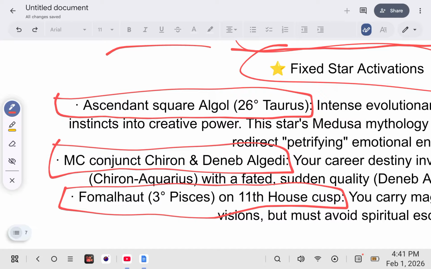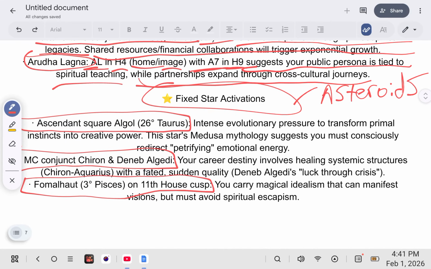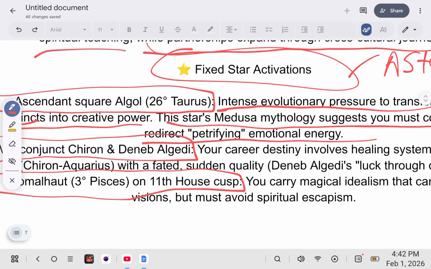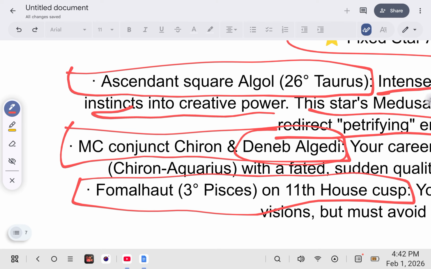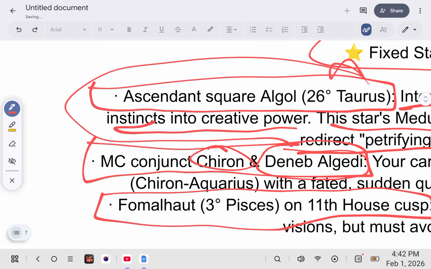So essentially, ascendant square Algol, 26 degrees of Taurus equals intense evolutionary pressure to transform primal instincts into creative power. The star's Medusa mythology suggests I must consciously redirect petrifying emotional energy. Now, midheaven conjunct Chiron and Deneb Algedi. So we know that Deneb Algedi is what? That's the fixed star. But Chiron is the wounded healer.